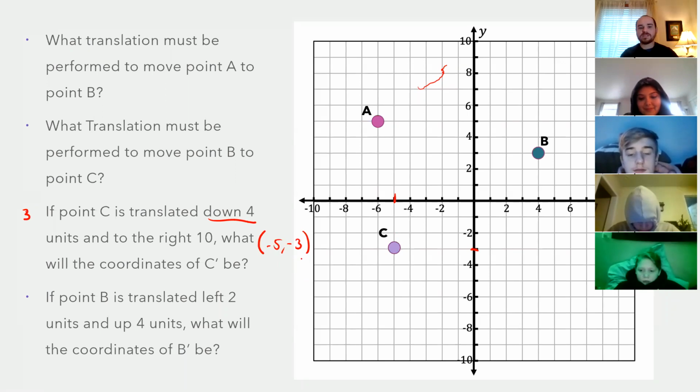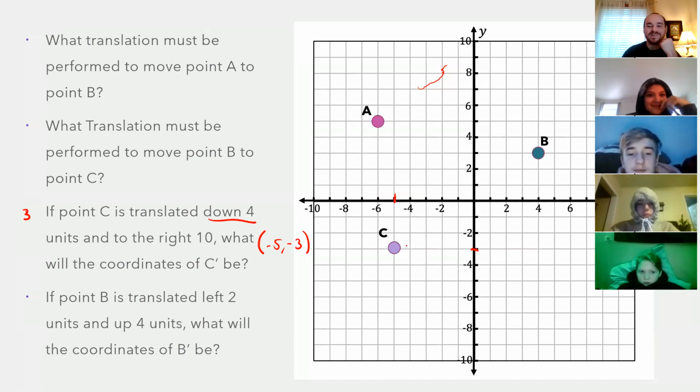Now, how do we move this down 4 units? Does anybody remember? I know Alyssa remembers. Apparently she's not going to say it, though. What was the question again? How do we move this down 4 units mathematically? I feel like you just take it and go down.